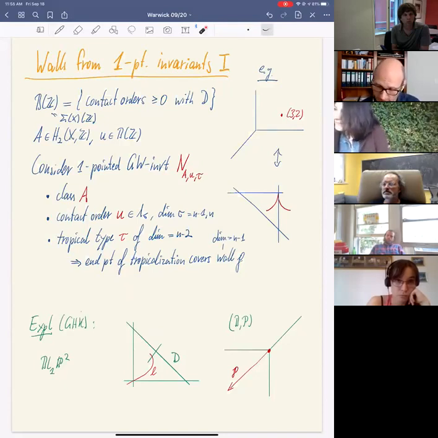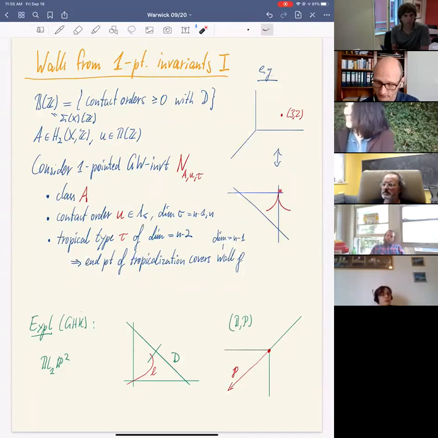So for example, let's look at this example that I had on the first page. This is P2 blown up in 1 point. You could take the integral point (3, 2). That cell corresponds to this point here in the geometric picture, and saying (3, 2) means you have contact order 3 on one side, contact order 2 at the other side. So for example, a cuspidal curve would have this requested contact order. So this is the first ingredient. We need these contact orders.